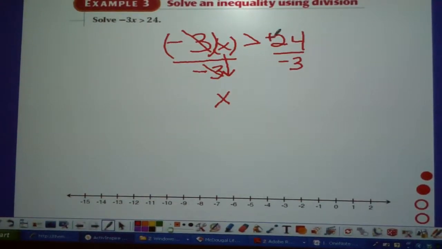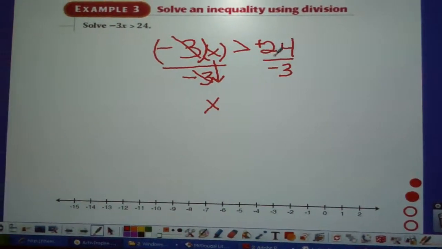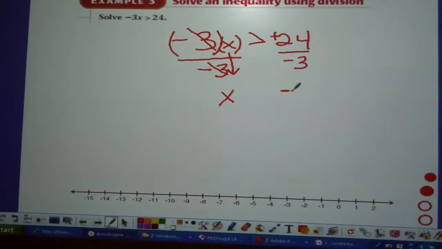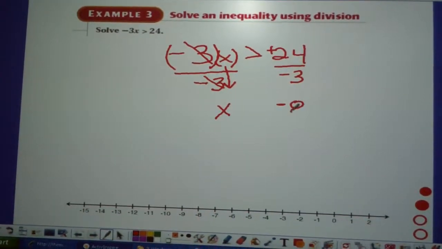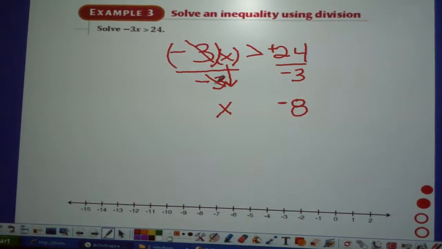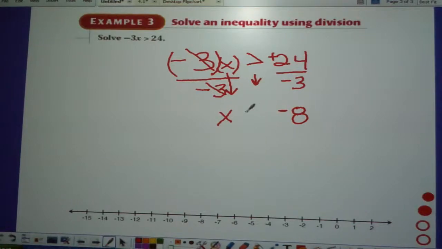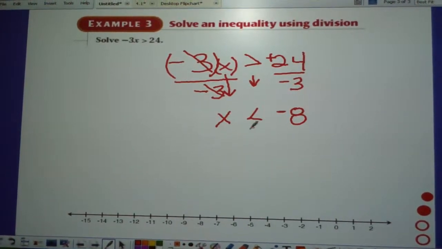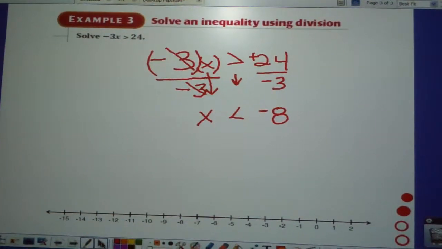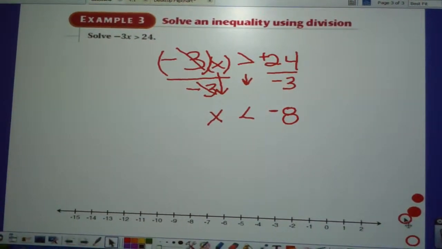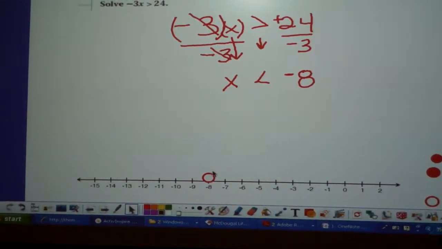Now, anytime you have a positive divided by a negative, the opposite signs mean that we're going to have a negative. 24 divided by 3 gives us 8. And same thing, since we divided by a negative number, we're going to take this sign and flip it around. Since it doesn't have the line underneath, I still need to use an open circle, and I'm going to put that at negative 8. So it's going to sit right here.